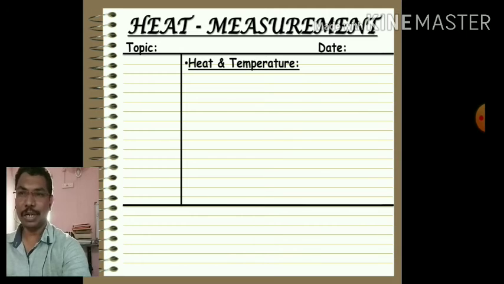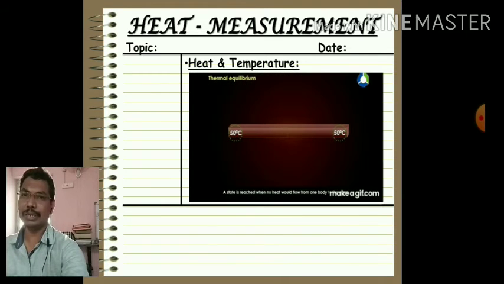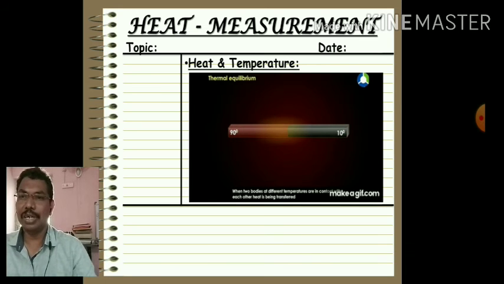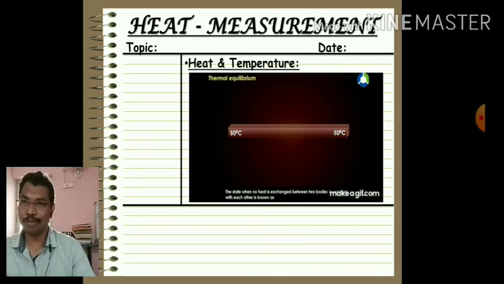Now, heat and temperature. Let us find the difference between heat and temperature. Here we have a GIF format image where one body is at a temperature of 90 degrees and another body is at a temperature of 10 degrees. When they are kept together, the heat energy is transferred from the higher temperature body to the lower temperature body until they get the same temperature. So 90 is reduced to 50, and 10 is also increased to 50. Both got the same 50 degrees.